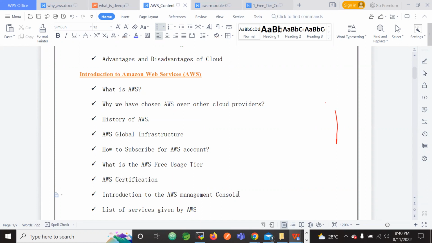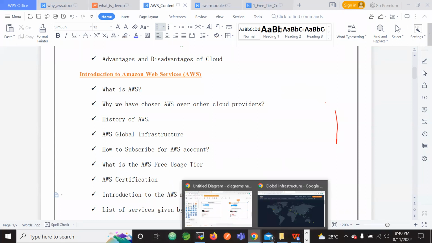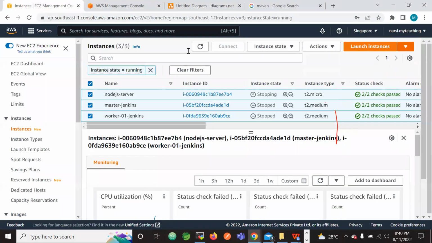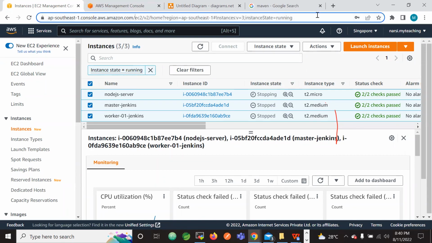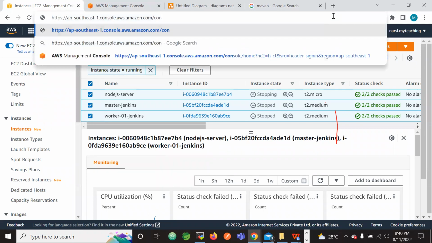Then once we have created our free tier account, let us log into the management console. I will give you the introduction to the AWS management console, and also walk you through it. So if you can see, this is the AWS management console. Let me say console.